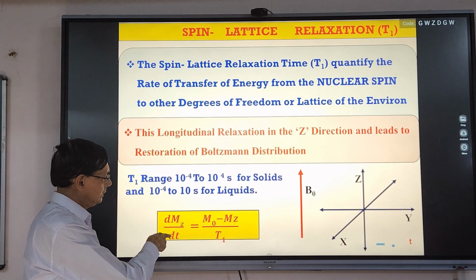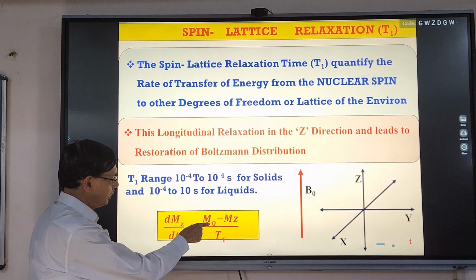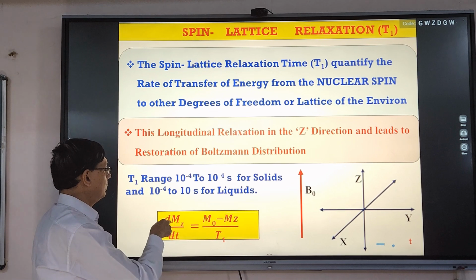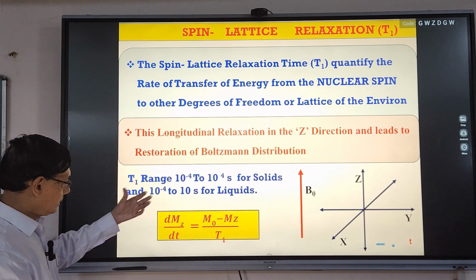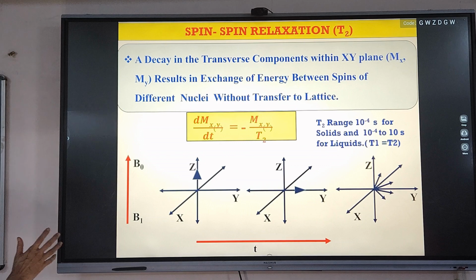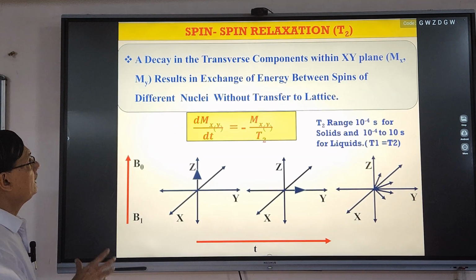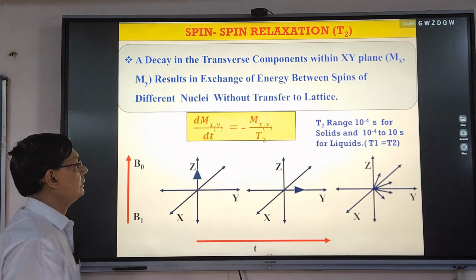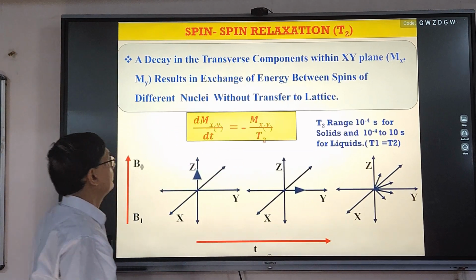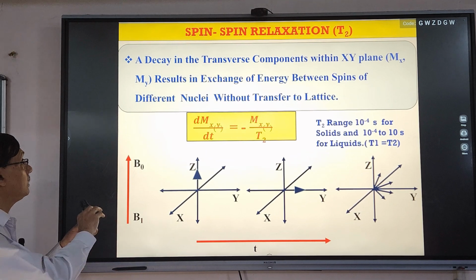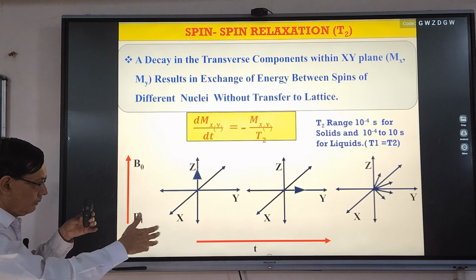So you can understand this thing: the relaxation time, M0 is the starting point, and after that the position is Mz. So that is in one direction. Now I am showing the second direction, which is very important: a decay in the transverse component, in the X and Y directions. You see this type of thing. So a decay in the transverse components in the XY plane is an exchange of energy between the spins of different nuclei. But of course, the energy must be equal.